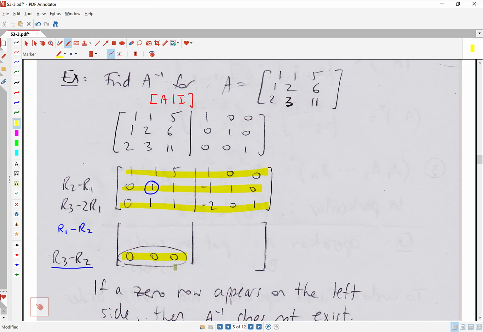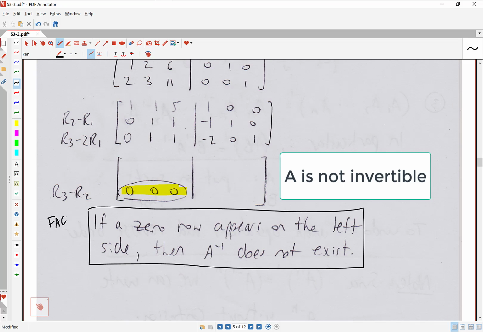And once you create a 0 row, no further operations are going to create the identity matrix on the left side. So this is indicating to us that we cannot create the identity matrix on the left side. And what that tells us is that A inverse does not exist. So let's write this up as a fact. If a 0 row appears anywhere on the left side, then A inverse does not exist. And you just stop the process there, done.